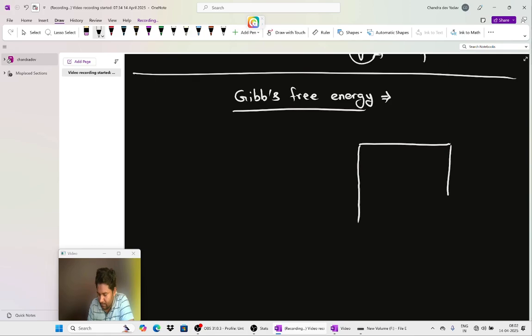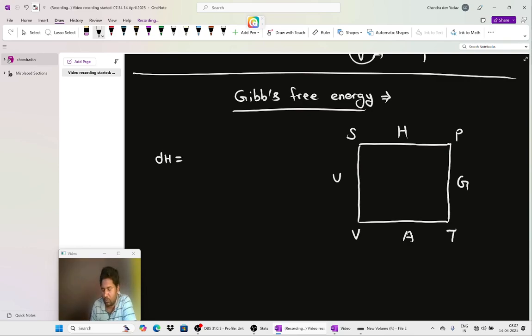by the Maxwell square. Why is it best? S, P, V, T and H, G, A, U. The change in enthalpy dH is equal to, we know that enthalpy is a function of entropy and pressure. So we change here entropy and pressure.